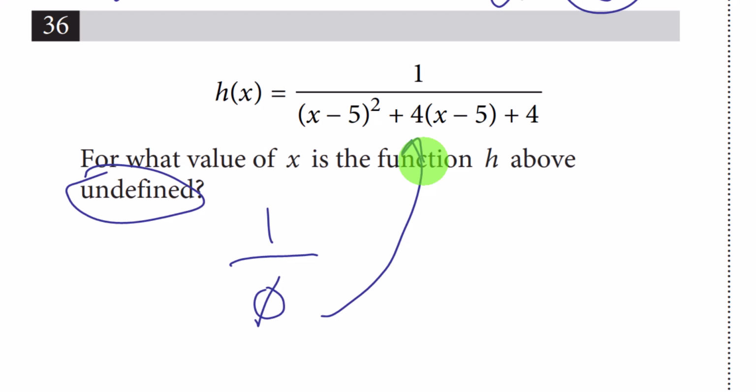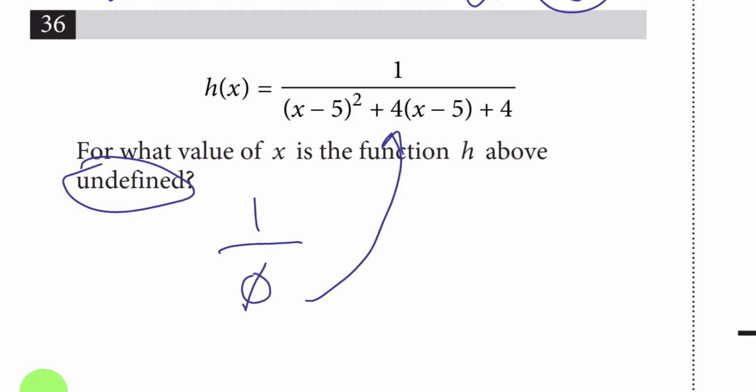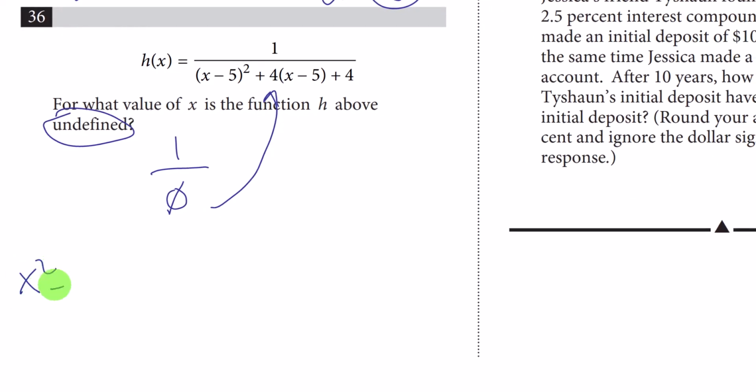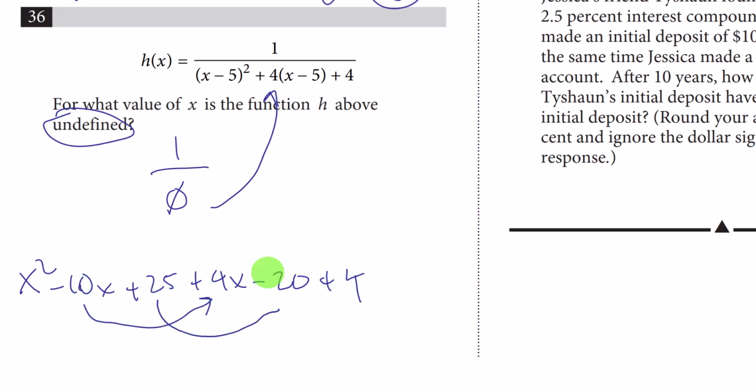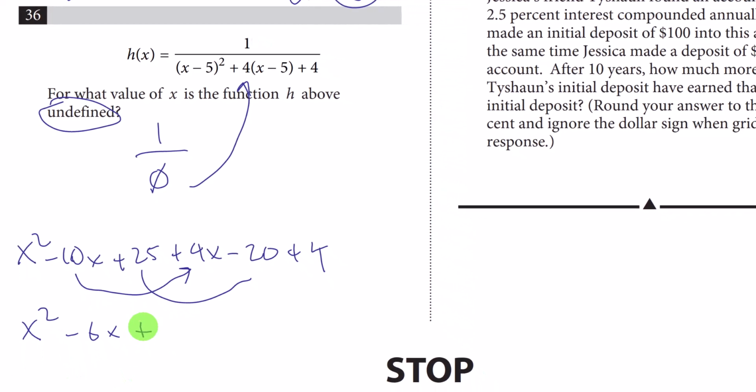So let's go ahead, and I'm going to FOIL this out first. So you got x squared minus 10x plus 25. That's this part here, and we're going to do this part plus 4x minus 20 plus 4. And then we're going to go ahead and combine this all together. So these two go together. That goes together with that. x squared minus 6x plus 9. And we're going to go ahead and factor that out.